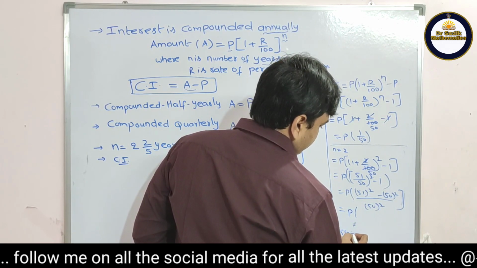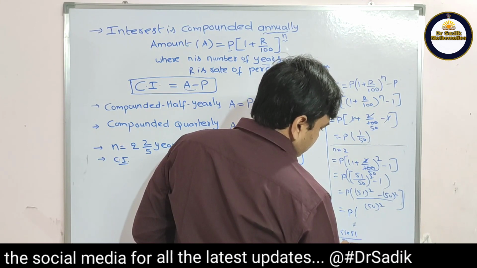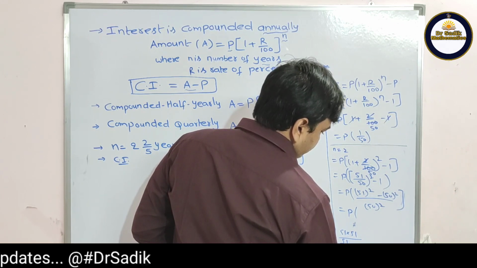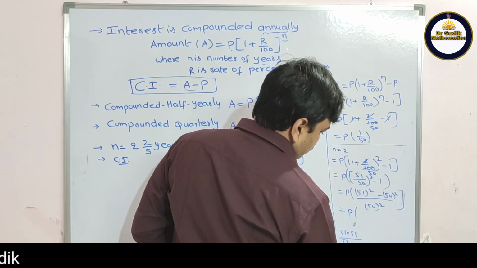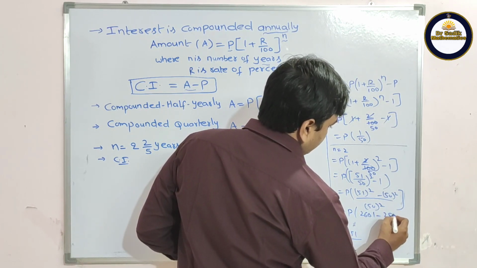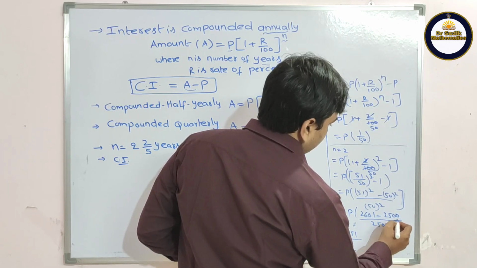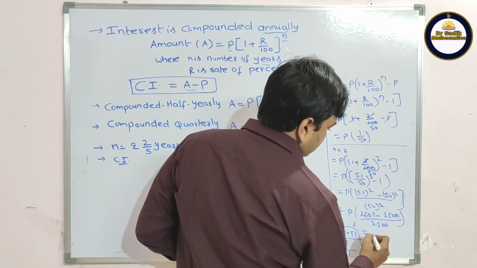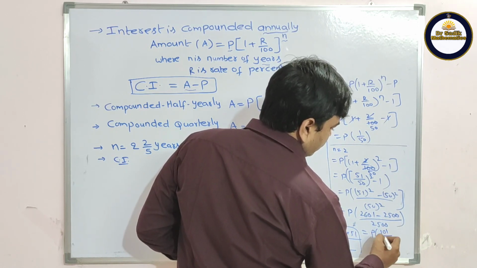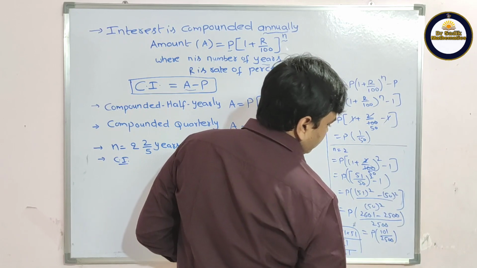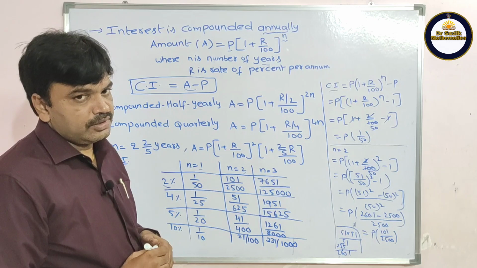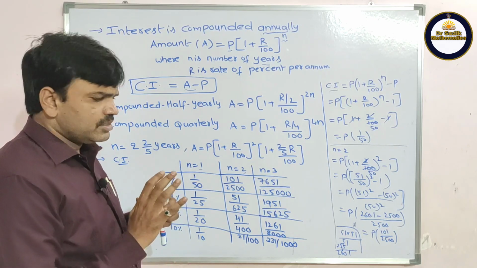51 whole square means 51 into 51. 5 ones are 5, 5 fives are 25. Then I get 2601. 2601 minus 2500 divided by 2500. Subtracting, we get 101 by 2500. See, friends, here 101 by 2500.